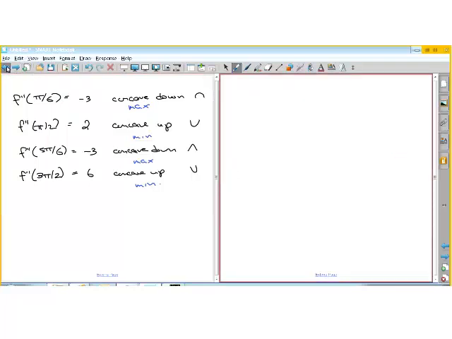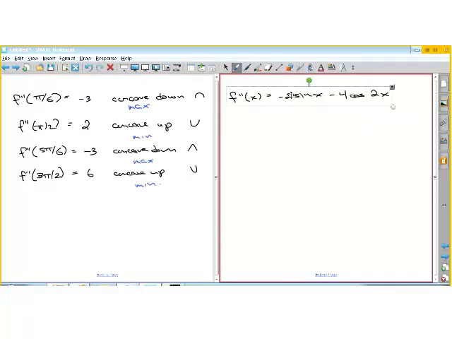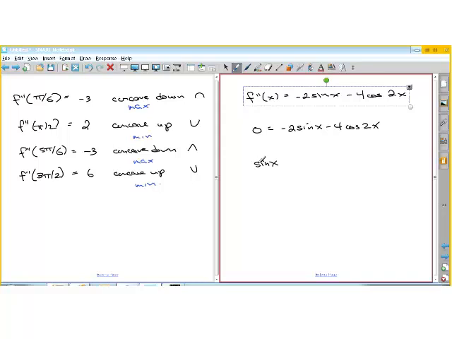So I'm going to add a page. Need the second derivative. There it is. Copy that. Paste that. So to find the points of inflection, we set the second derivative equal to 0. So 0 is equal to negative 2 sine of x minus 4 cosine of 2x. So we can divide by negative 2 and we'd end up with sine of x plus 2 cosine of 2x equals 0. I put this on the left-hand side because I like this to be on the left-hand side.